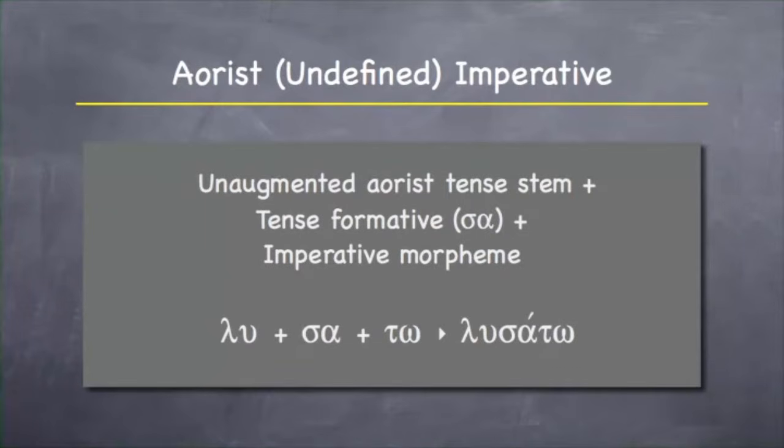You form it with an unaugmented aorist tense stem, the tense formative, which will be sa, and then the appropriate imperatival morpheme. So lusato means let him loose. You're going to find that trying to move between the present and the aorist imperatives in your translation is almost impossible. It's going to be really hard to bring out the continual aspect of the present imperative. And so the translations are given the same for the present and the aorist. So lusato means let him loose.